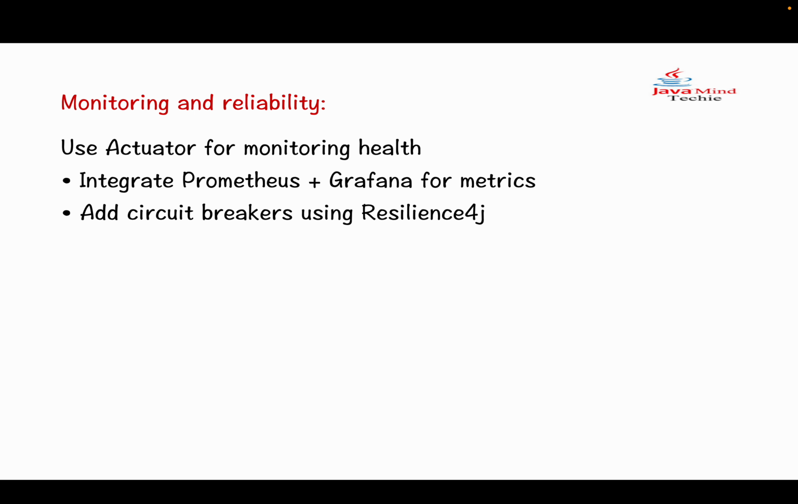So if other services go down, how are you going to track this? With the help of a circuit breaker. This is one type of design pattern. You know very well, a circuit breaker is a design pattern. If you don't know, please comment, and I will make a video on it also.